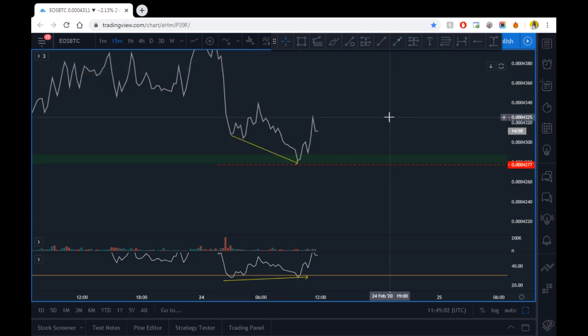So we've done the same setup twice. We focus on a couple of setups, and all you need to do is just be repetitive and manage your risk correctly.